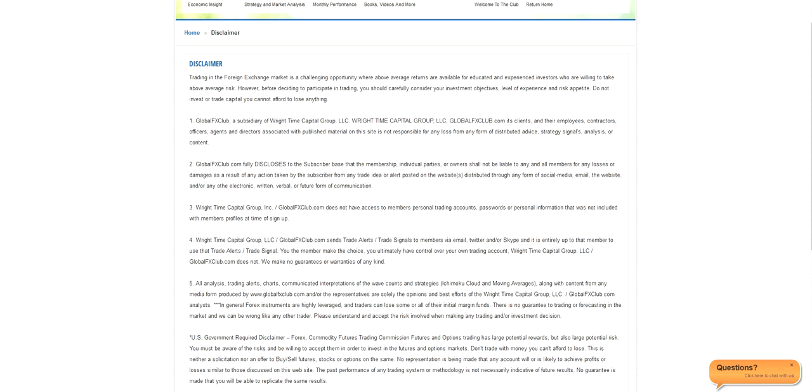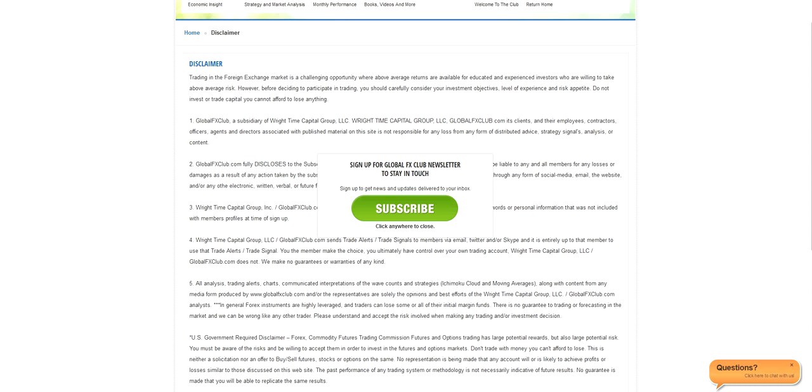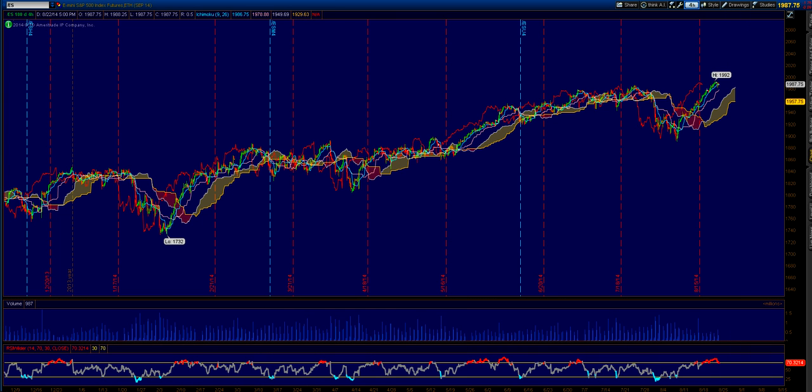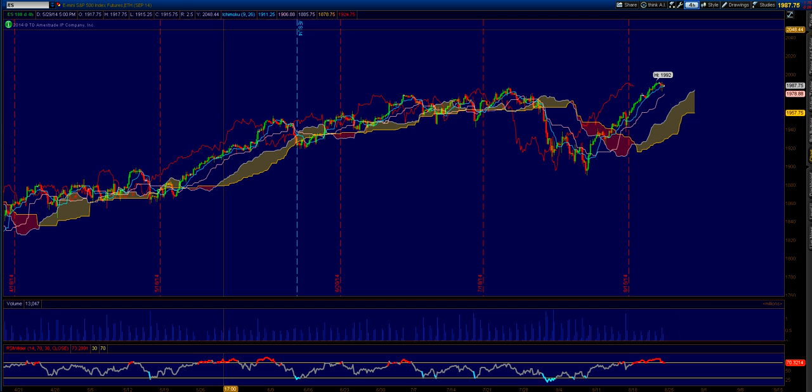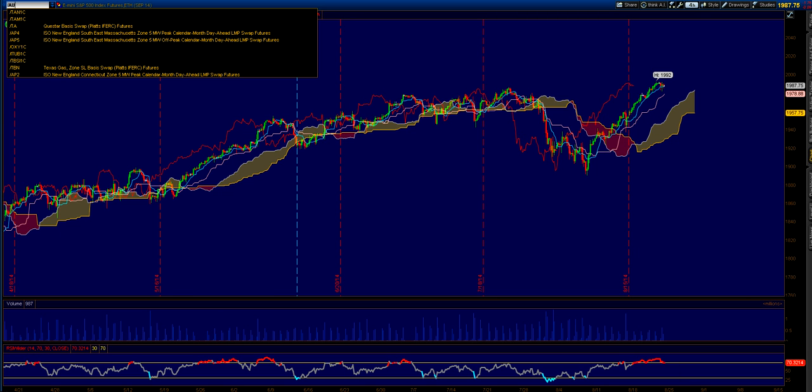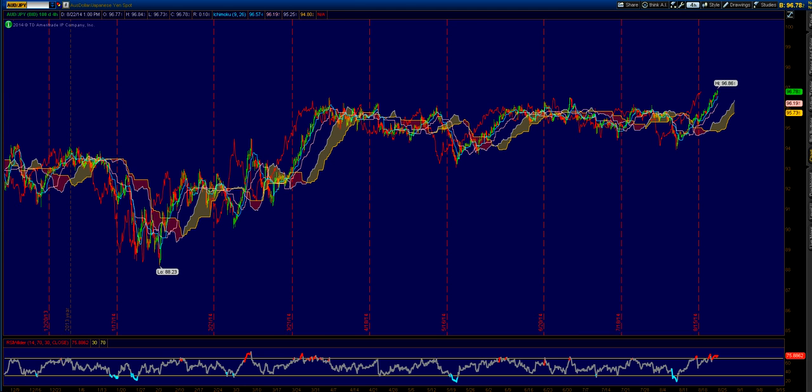Okay, let's jump right into the markets. As of late, we are in both an Aussie yen and a pound Aussie position: Aussie yen longs and pound Aussie shorts. Let's look first at Aussie yen from an Ichimoku perspective, okay?